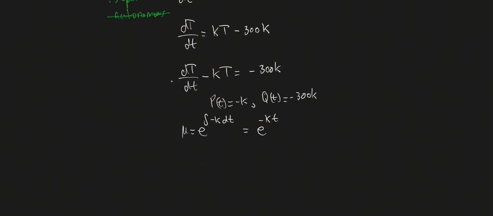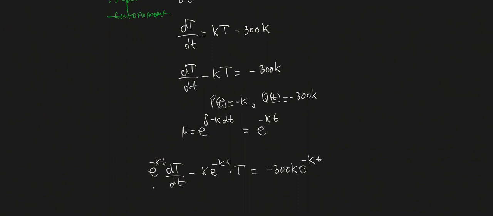We're going to multiply both sides of the differential equation by e to the negative kt. So it's e to the negative kt times dT/dt, minus k e to the negative kt times big T, is equal to negative 300k e to the negative kt.